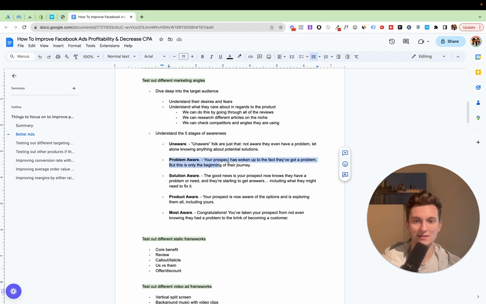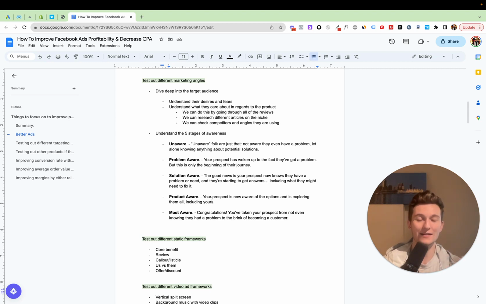And then problem aware, that's the next stage. The prospect kind of understands they've got a problem, but this is only really the beginning of their journey. They're dealing with a problem, but they don't really know of any solutions, which is the next one, which is good news. The prospect now knows they have a problem or need, and they're starting to get answers, including what they might need to fix it. They're trying to think of solutions.